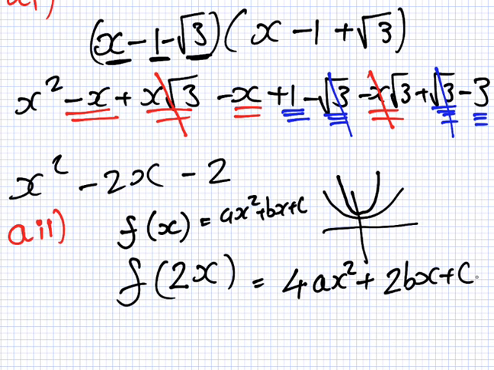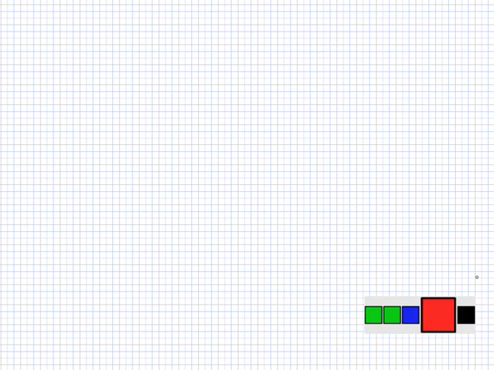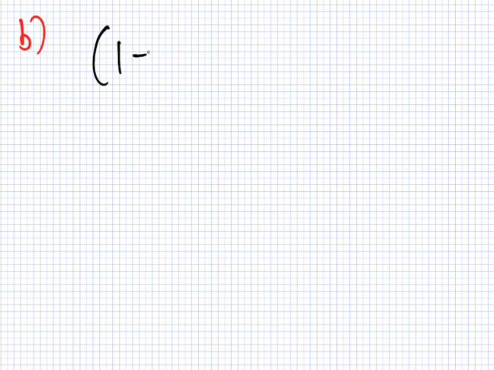Now on to the B part. Can I scroll down now? Yep. B part. 1 minus 3 over 4 x, power n, is expanded in ascending powers of x. The coefficient of x is minus 12. Okay, so we actually saw something like this in the workbook as well.